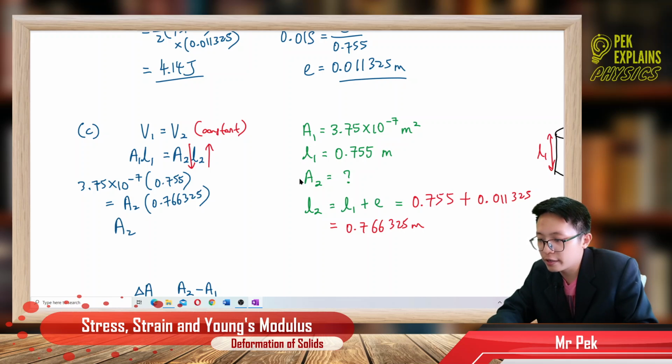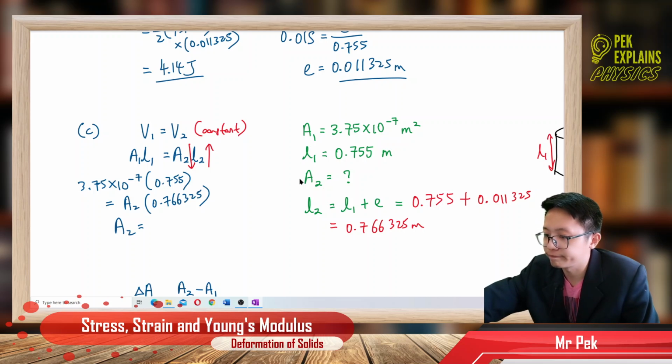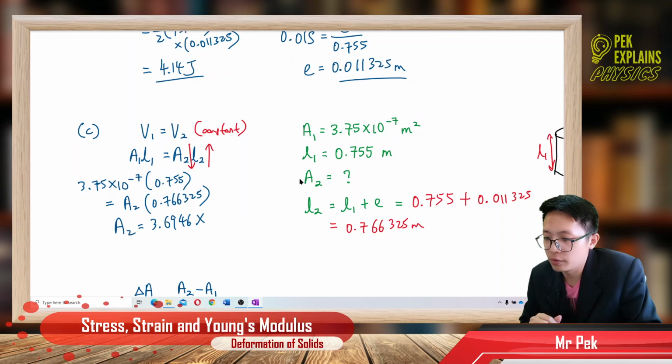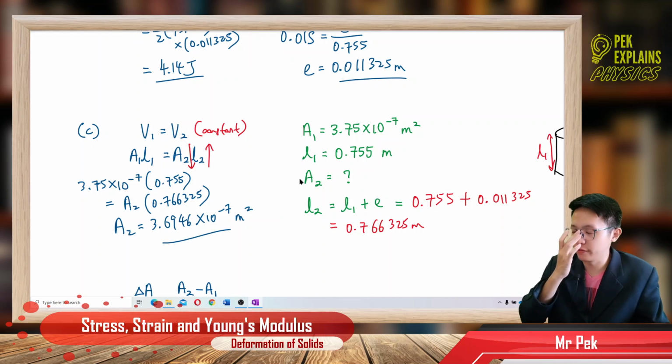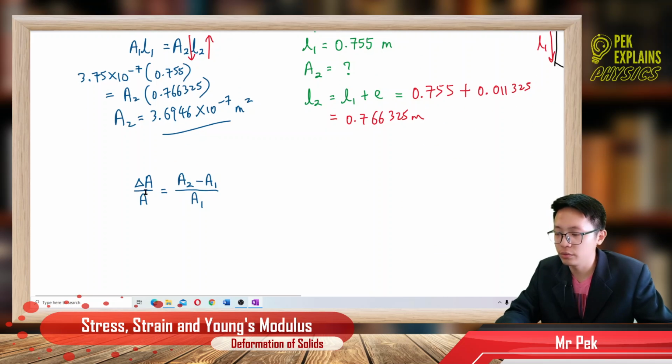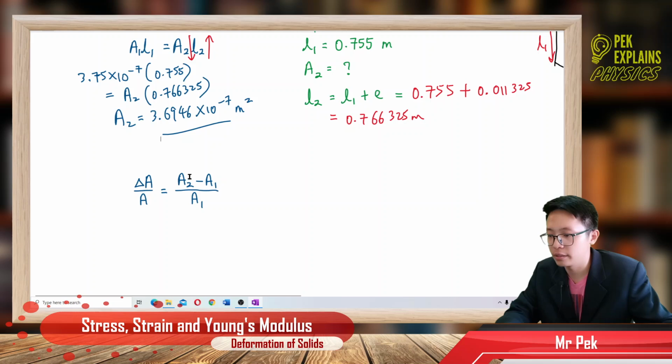So what's my final area? My final area is 3.6946 exponent -7 meter square. That's my final area. So once I have my final area, I can find my change in area. So what you want is delta A. That means final area minus initial area gives the change in area. This is A2 minus A1.